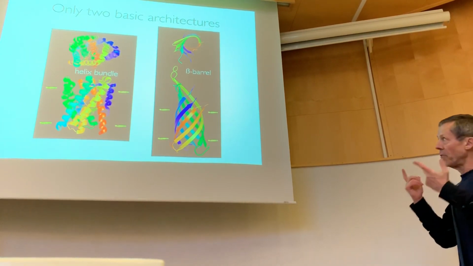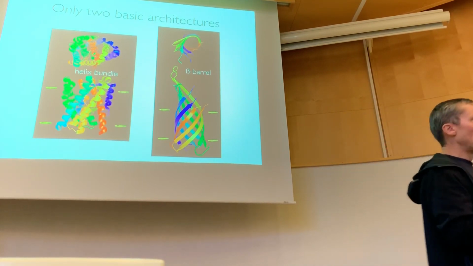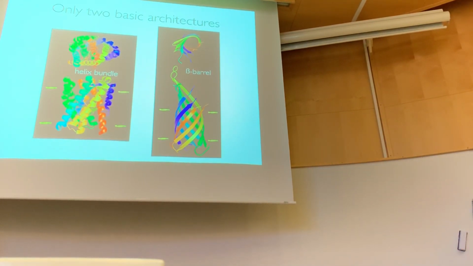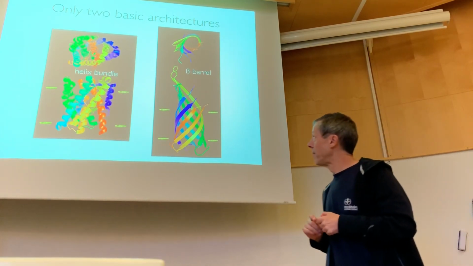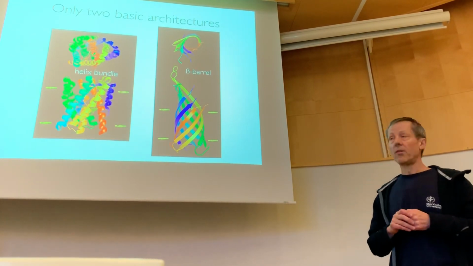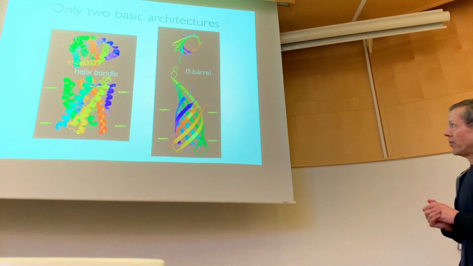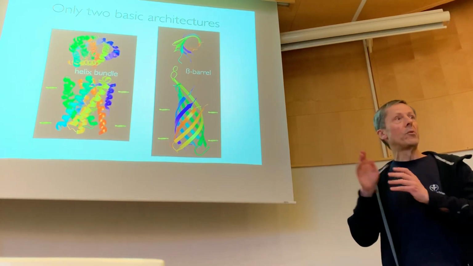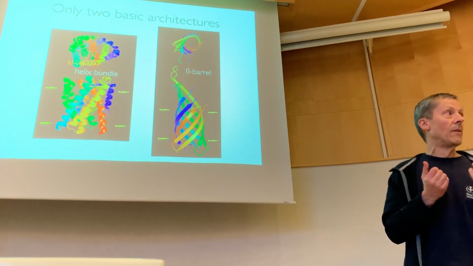But these are the only 2 ways actually that nature seems to have been able to solve the problem of making a continuous hydrophobic surface without having the problem of exposed hydrogen bonds. So it's either helix bundles or beta barrels. And essentially every membrane protein can be classified into one or the other type of architecture. But of course, beyond the architecture, they can have very different folds and perform very different functions.